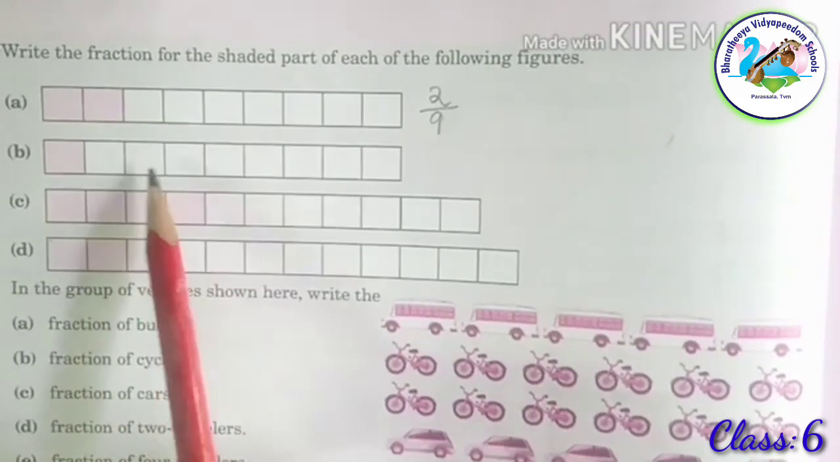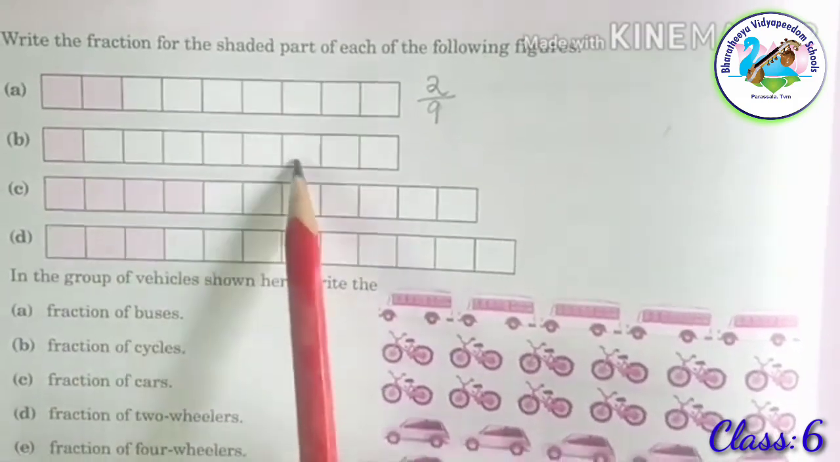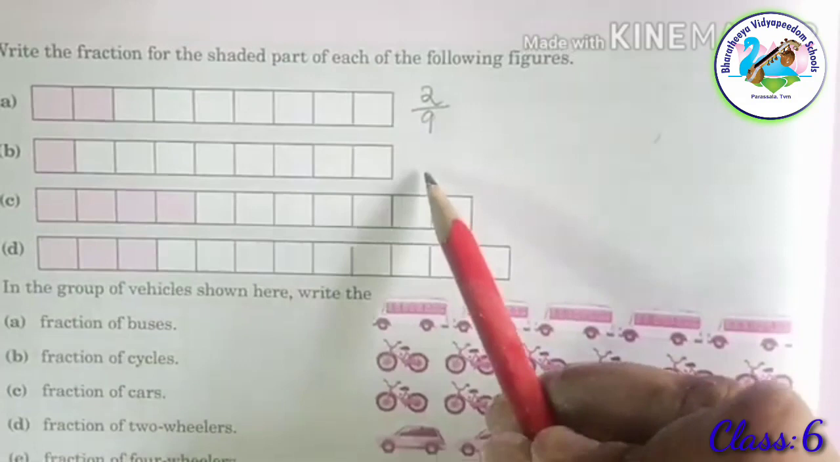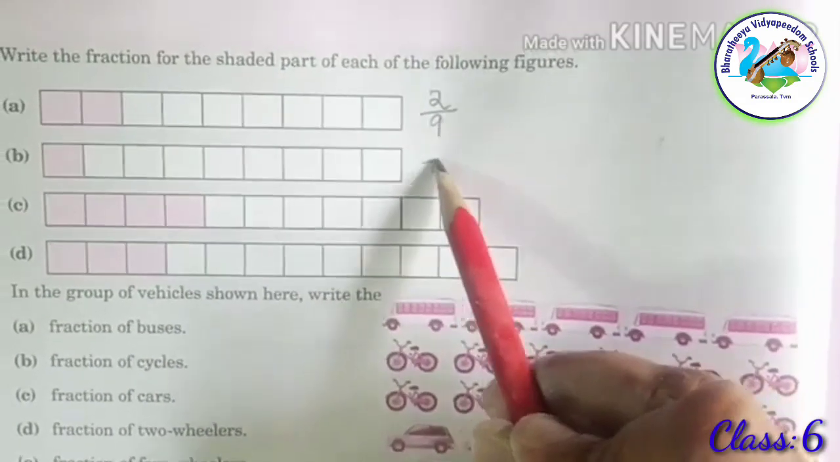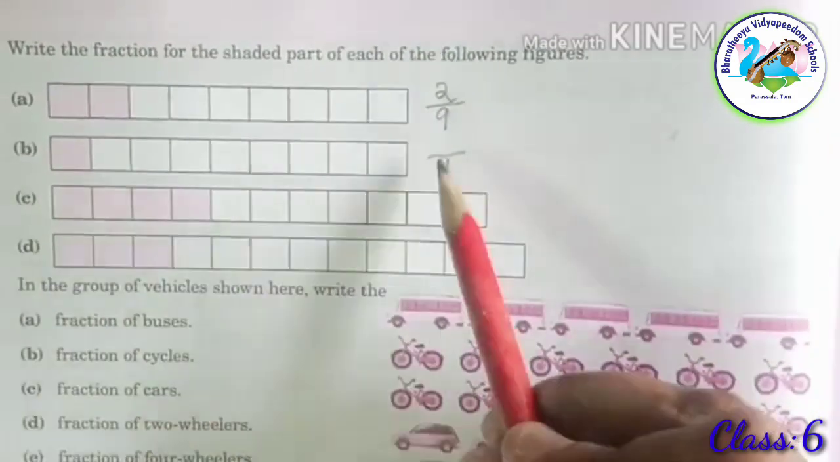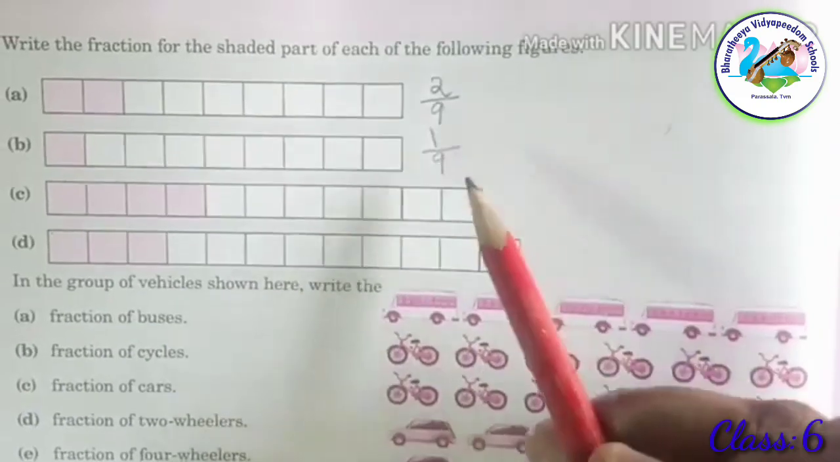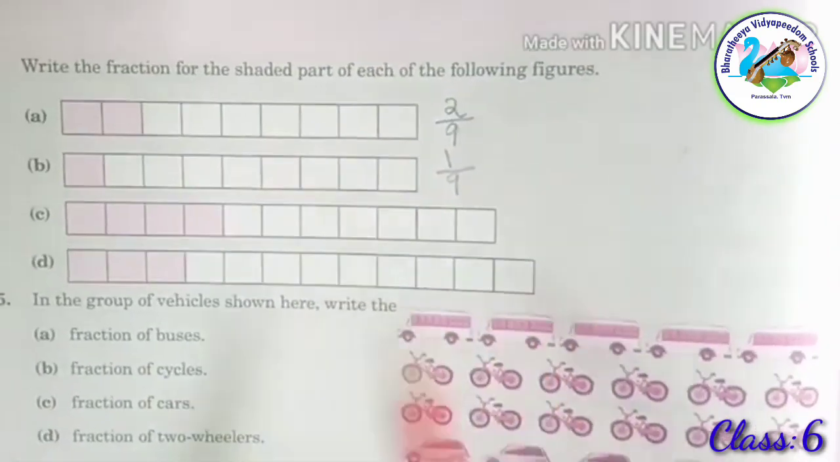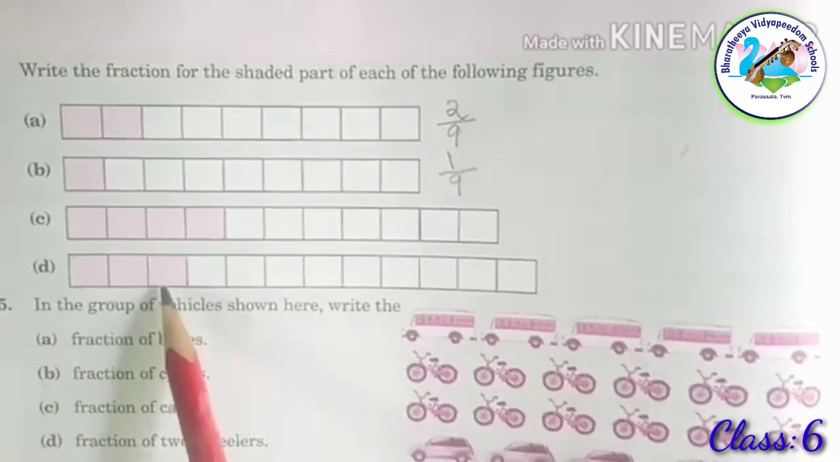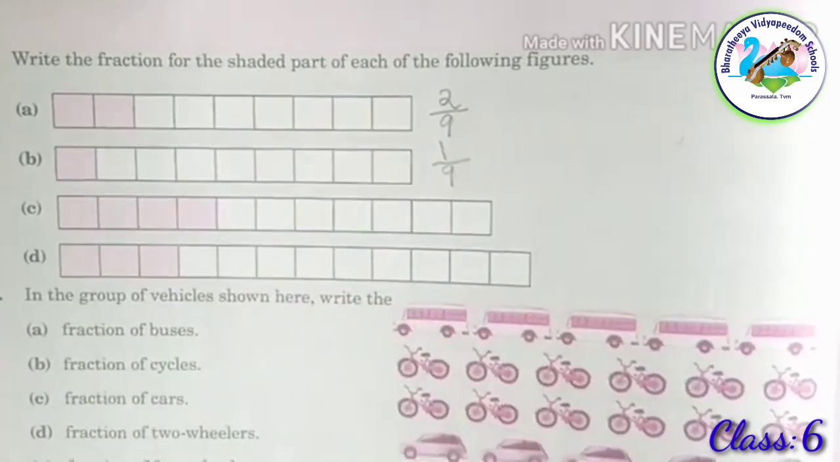The next option, how many parts are there? 1, 2, 3, 4, 5, 6, 7, 8, 9. 9 parts are there. Out of 9, one part is shaded. So 1/9. The option C and D you can write as homework.